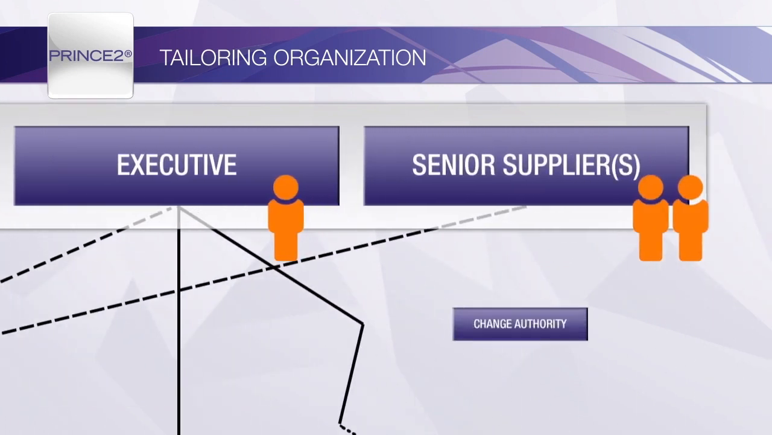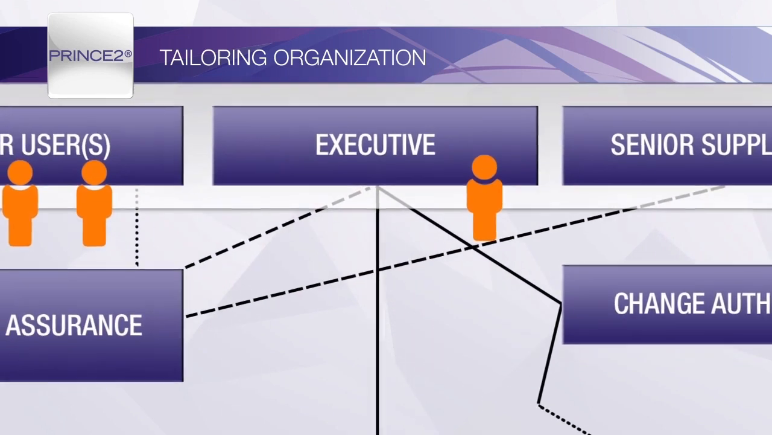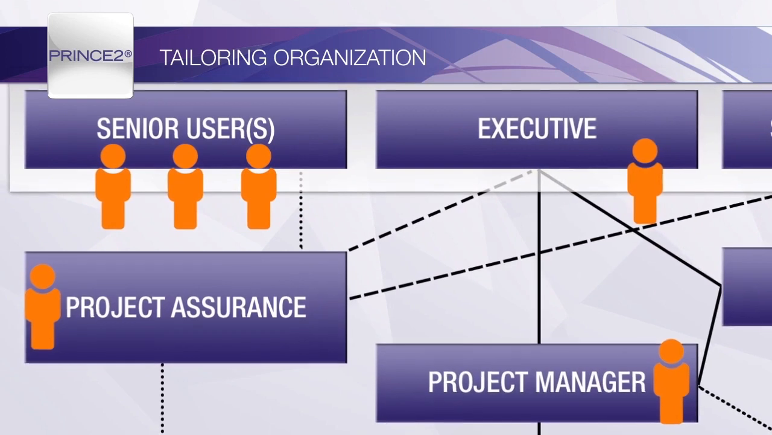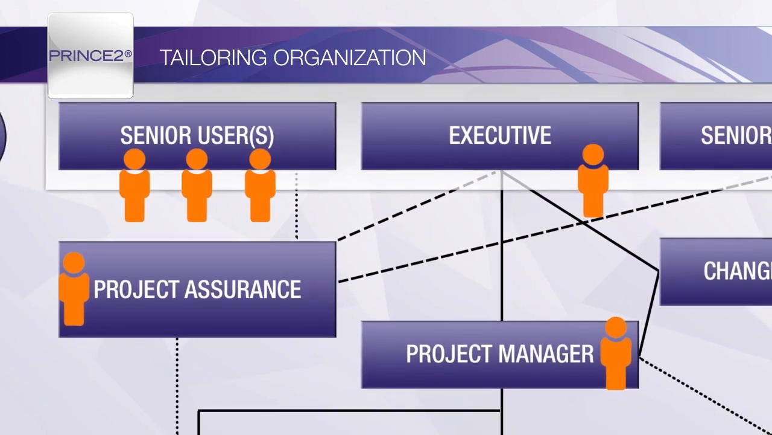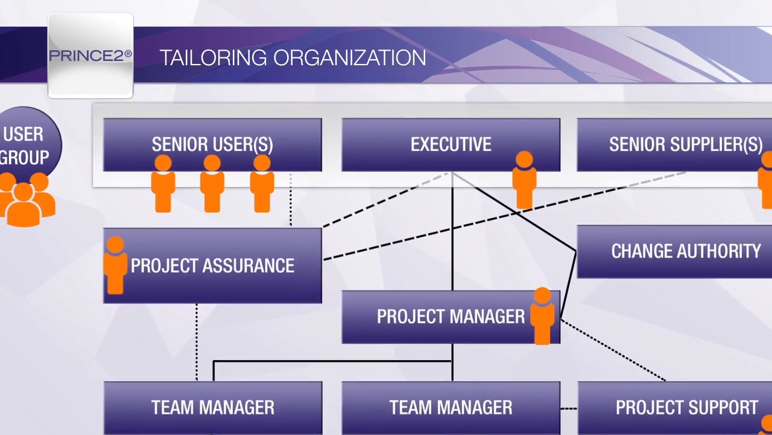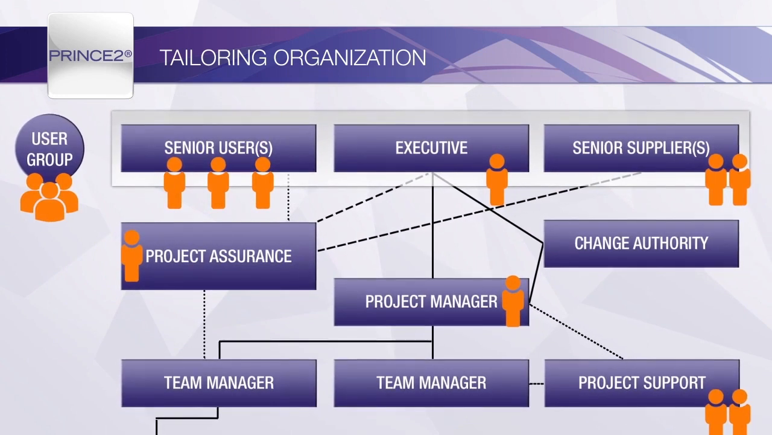The change authority role can be carried out by the project board or could be delegated to a member of project assurance or even to the project manager. In essence, the project management team could include as few as 3 people or be tailored to include many more with the use of separate people carrying out project assurance, change authority, project support and team manager roles.